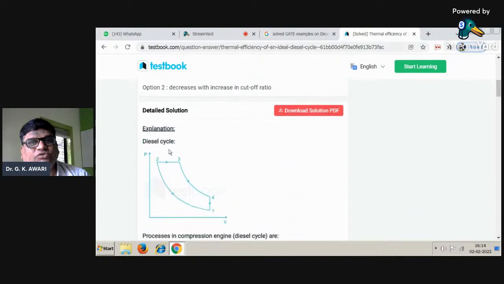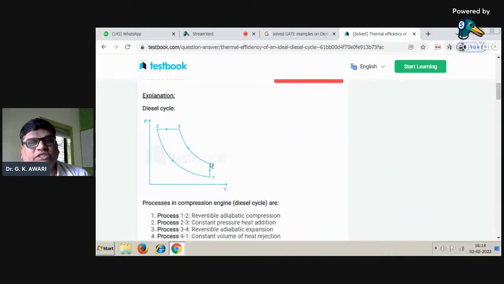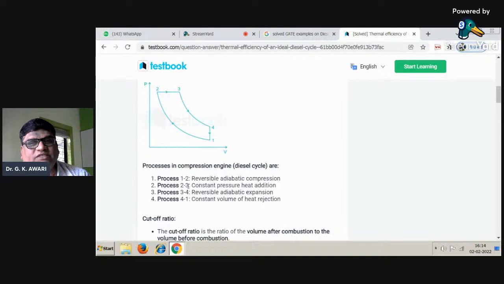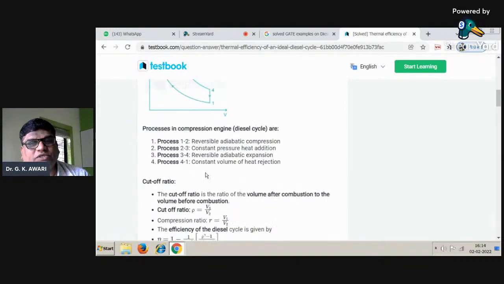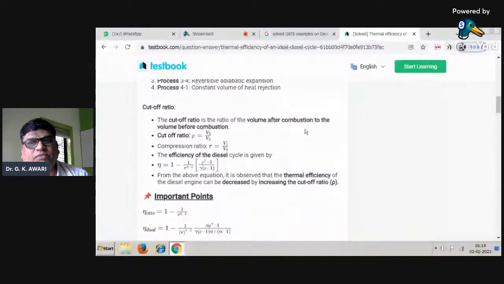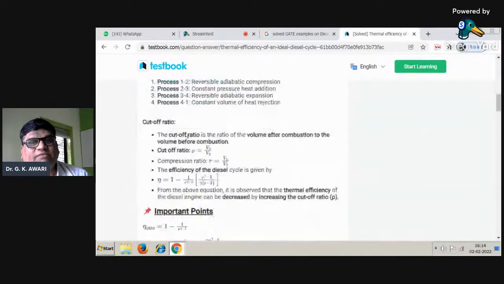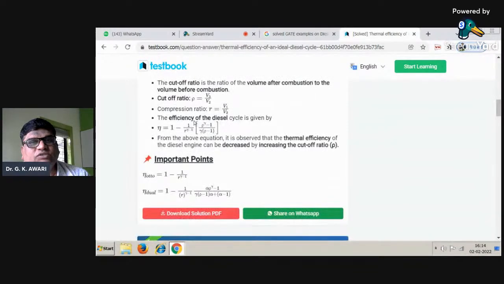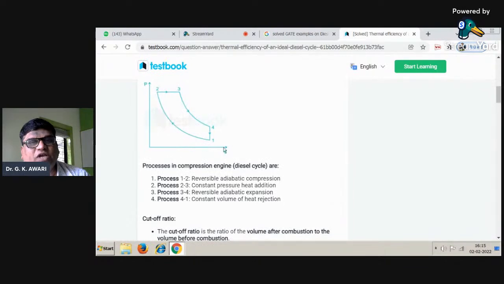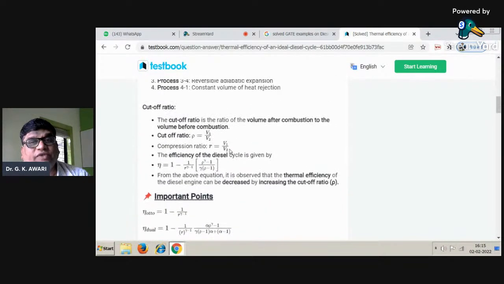So here in the explanation you can see 1 to 2, 2 to 3, 3 to 4, 4 to 1. The processes are given: 1 to 2 is reversible adiabatic compression, then 2 to 3 is constant pressure heat addition, 3 to 4 is reversible adiabatic expansion, and 4 to 1 is constant volume heat rejection. So the cutoff ratio is the ratio of volume after combustion to before combustion. That is, cutoff ratio rho is equal to V3 divided by V2. Compression ratio is equal to V1 divided by V2, as compression is happening between 1 and 2.